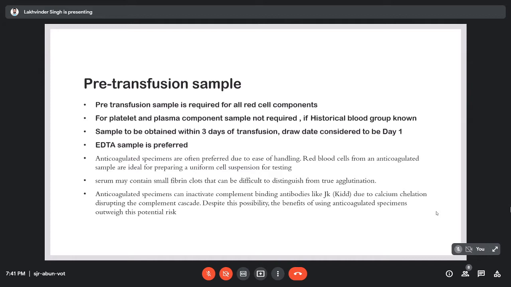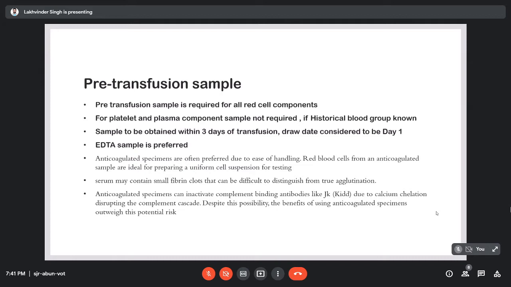And the sample has to be obtained within 3 days of transfusion. Draw day is considered to be day 1. We are taking the 72 hours window because a person who has received a transfusion may take 3 to 4 days to develop some new antibody. There may be a change in the immunological profile of the blood within 72 hours. So after 3 days we do not use the sample.